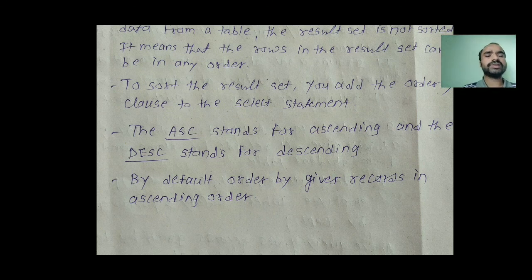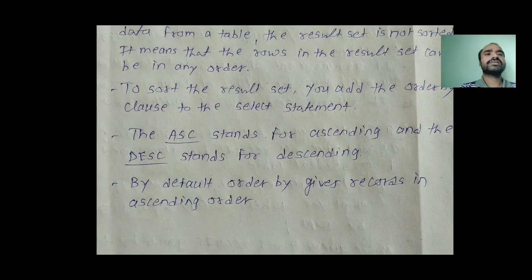So these are the three clauses which are used to show data in a proper order. First one we have seen is the group by clause, second is the having clause, and the third one is the order by clause.